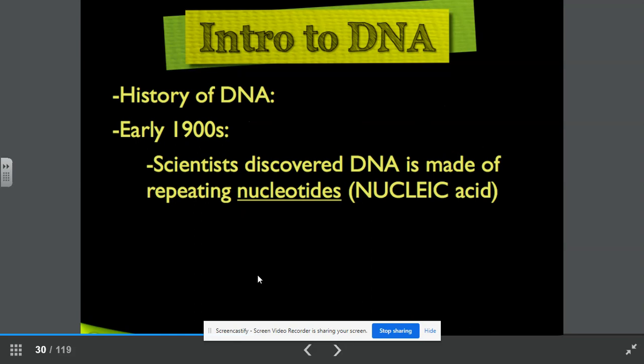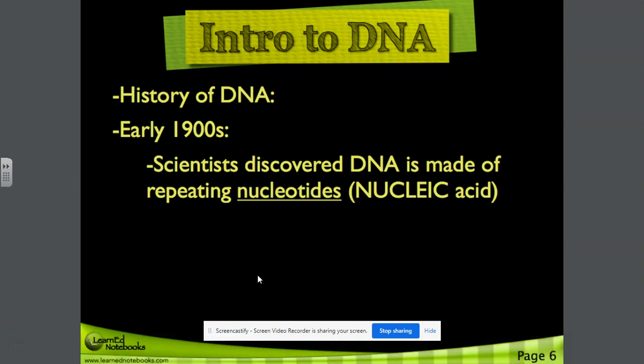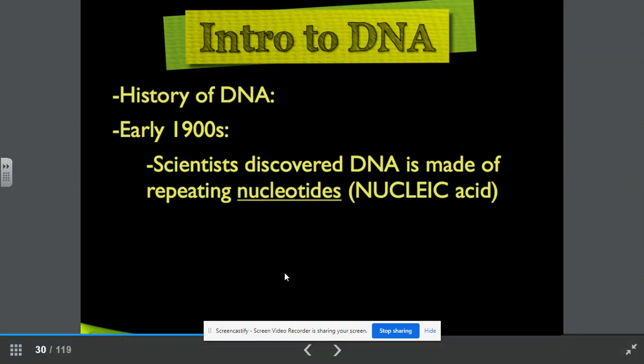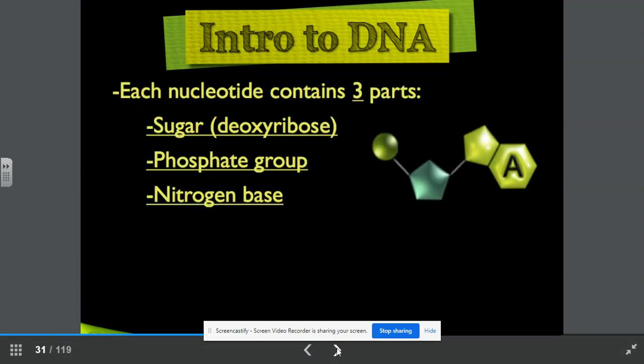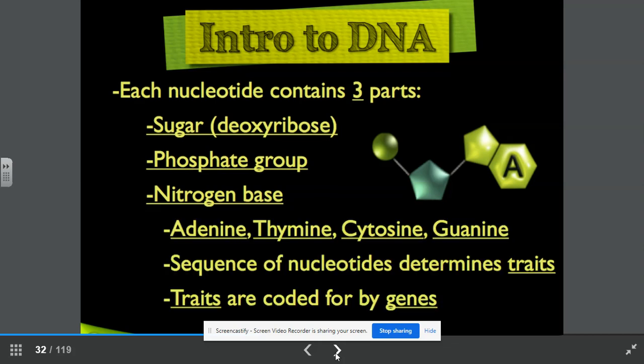The history of DNA is fairly recent. In the early 1900s, scientists discovered DNA is made up of repeating nucleotides. Nucleic acid makes up nucleotides. Each nucleotide contains 3 parts: sugar, known as deoxyribose, a phosphate group, and a nitrogen base. Adenine, thymine, cytosine, and guanine.